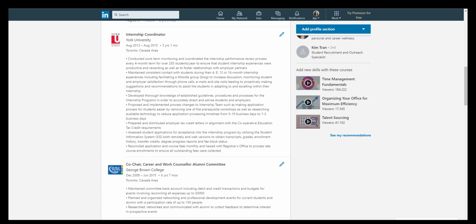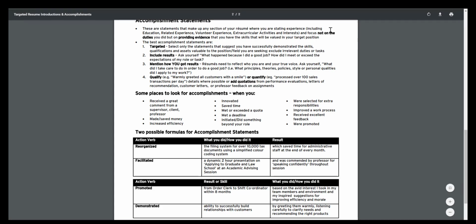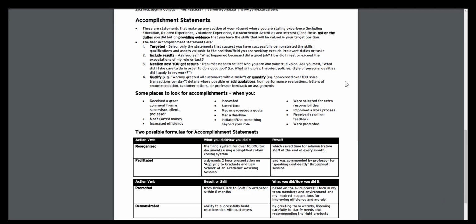So I'm going to just take a few minutes to go over how to create that accomplishment statement. So I'm going to pull up one of my resources here. So accomplishment statements, and this resource is for writing your resume, but this is the part of the LinkedIn profile that is similar to your resume. So what you need to do in these statements are make them very targeted, make sure they include results, and mention how you got results, and qualify it.